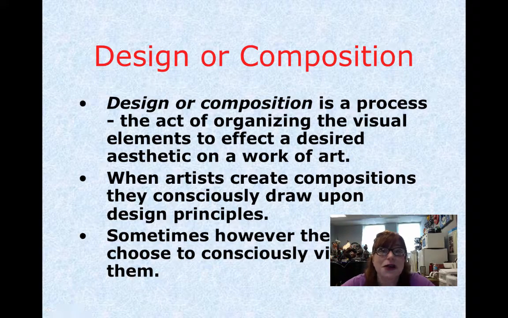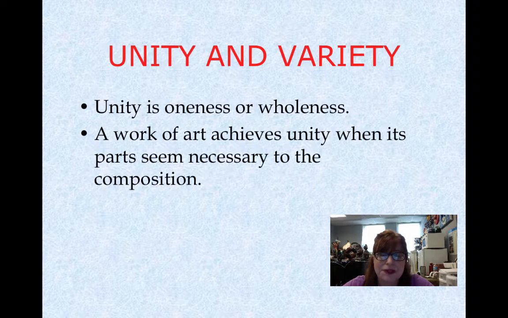All right, so design or composition. Design or composition is a process. It's the act of organizing the visual elements to affect a desired aesthetic on a work of art. And when artists create compositions, they are consciously drawing upon these design principles. And sometimes, however, as I mentioned, they may choose to consciously violate them. So we're going to look at examples of all of these things. The first being unity and variety.